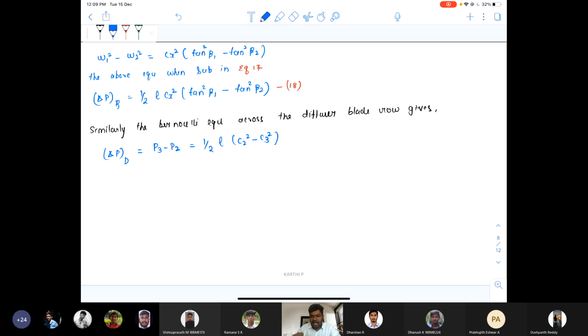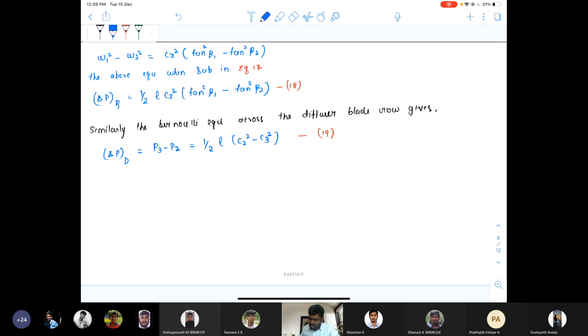In the rotor, we have considered relative velocity. Therefore, we have used W1 and W2 as the velocity components. But in the diffuser, we will be using the absolute velocity across the diffuser blade. Therefore, we are considering the velocity as C2 square minus C3 square. Consider this equation as equation number 19.